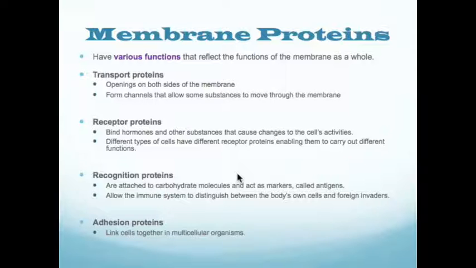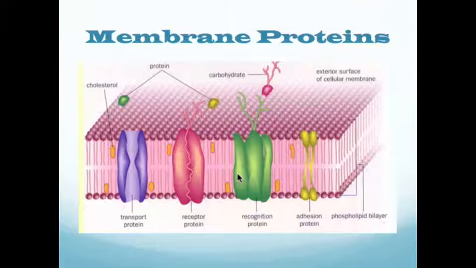Receptor proteins allow hormones to bind and signal the cell to do various functions. And recognition proteins act as antigens or cell surface recognition markers, which tell the immune system that this is your own cell or this is a foreign cell. There are also adhesion proteins, which allow cells to link together, which is very important for eukaryotic organisms. So here we have an example of the cell membrane, with a cell surface receptor protein, a recognition protein, a transport protein, and adhesion proteins, embedded within the phospholipid membrane.